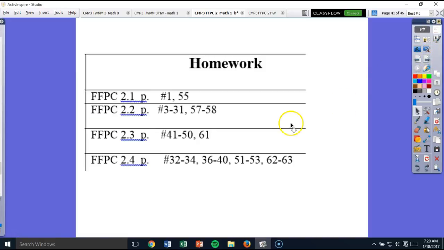So that is 2.4. Again, our ACEs are 32 through 34, 36 through 40, 51 through 53, and 62 through 63. I hope you enjoy this and look forward to your comments and questions in class.